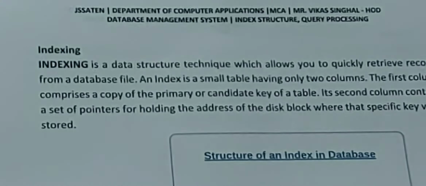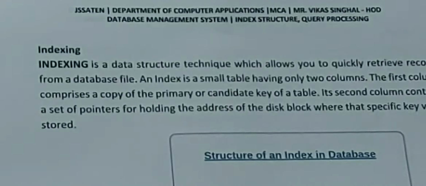Okay, over here you can see indexing is a data structure technique which allows you to quickly retrieve records from a database file. An index is a small table having only two columns. I already told you that it has two columns. The first column comprises a key, and the second column contains the set of pointers.